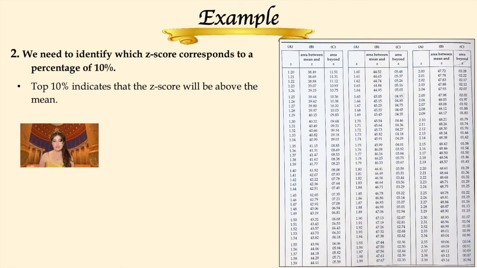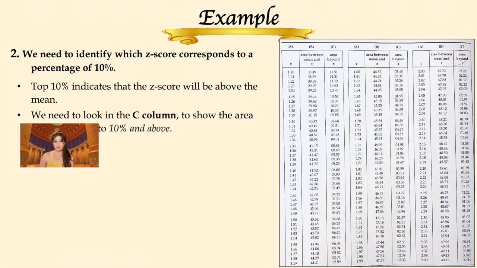So the top 10% indicates that the z-score will be above the mean, because remember, the normal distribution is split, the 100% is split in half. The middle point is 50%. Everything above 50% is going to be on the right side. Everything below 50% is going to be on the left side. If it's the top 10%, it means this is the top of the distribution, the highest end. So we're going to be looking at the right side of the distribution.